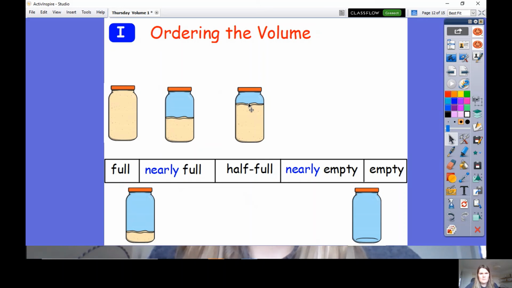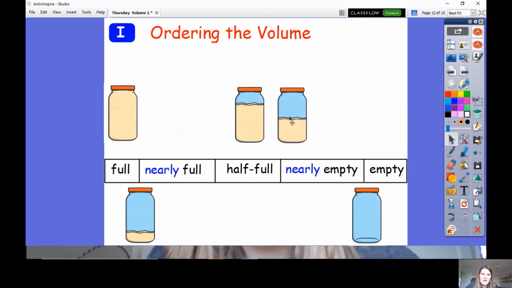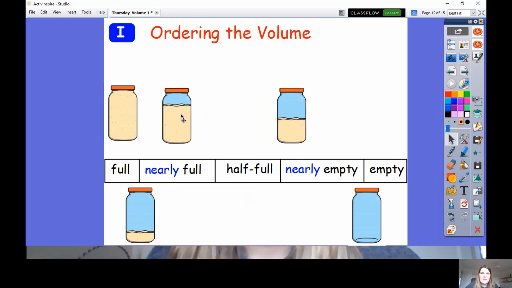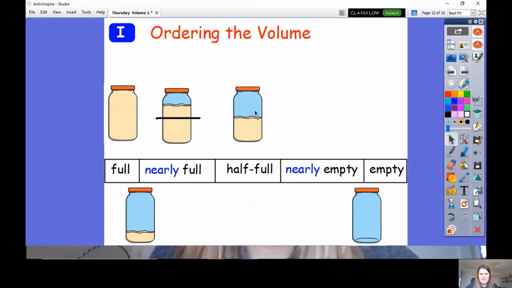Stop. What's wrong? That's not right. How do you know that's not right? Well, because that one's nearly full. Oh, that one is half full. You're absolutely right. If I need help, I could try and draw the halfway mark on it. Yeah, it's more than half. It's got to be nearly full, that one. Well done, guys. Well spotted.